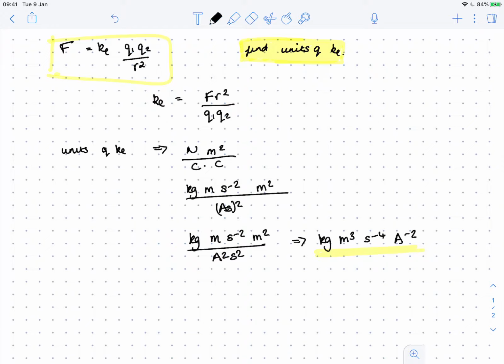So that is the answer in fundamental SI units. As I said, I could have also just left it with the derived units. This is, as far as I'm concerned, a slightly less correct unit, which would be a Newton meter squared per coulomb squared. So allowable, but not quite so correct.